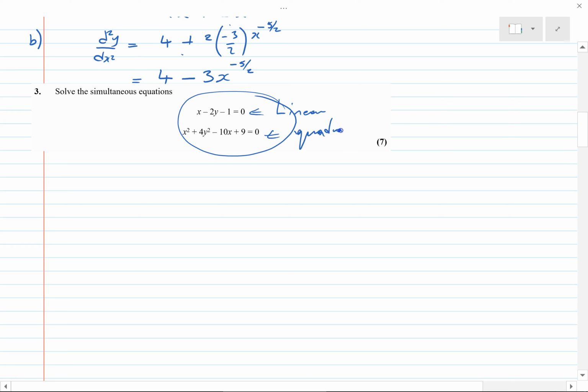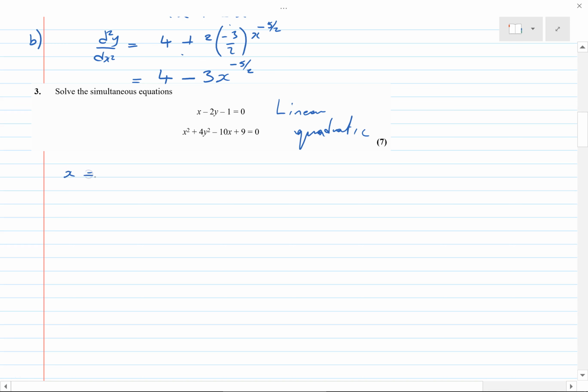And so we're going to use substitution from here. We can either write x as the subject of the formula and substitute the x into here, or we can write y as the subject of the formula and substitute the y into this one. I'm going to substitute the x in this case because it's going to be something not involving fractions.